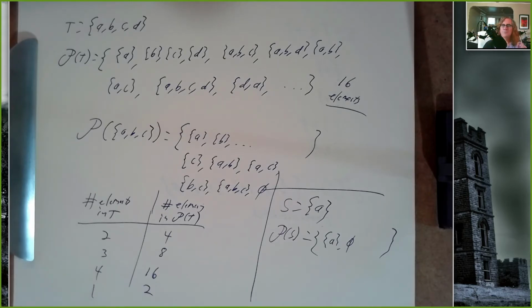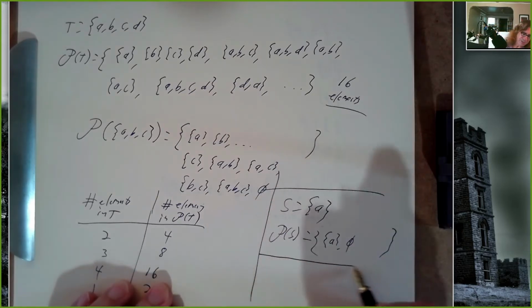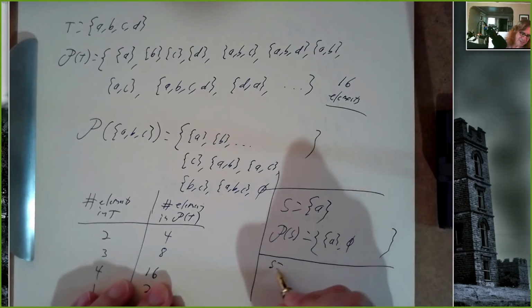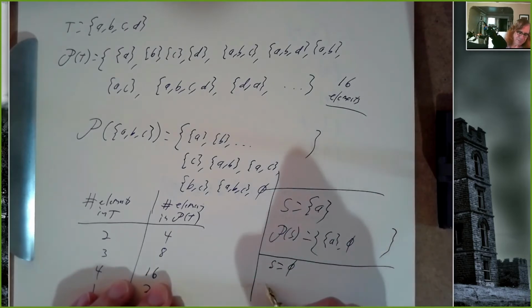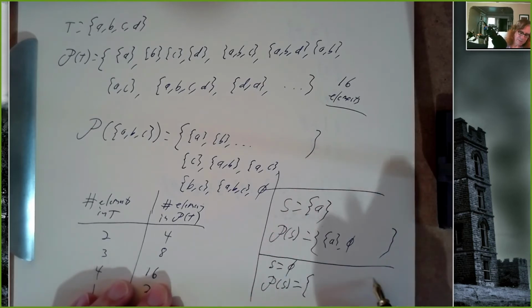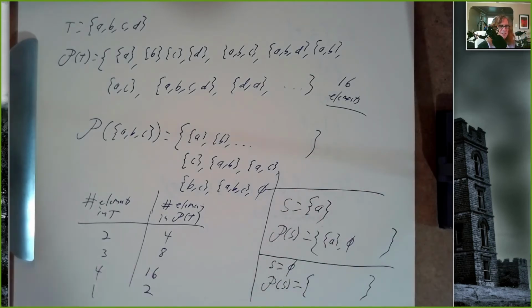All right, always play with edge cases. Edge cases are where all the good stuff happens, right? What happens if we take this to an extreme? Suppose that S is the empty set. What does the power set of the empty set look like?